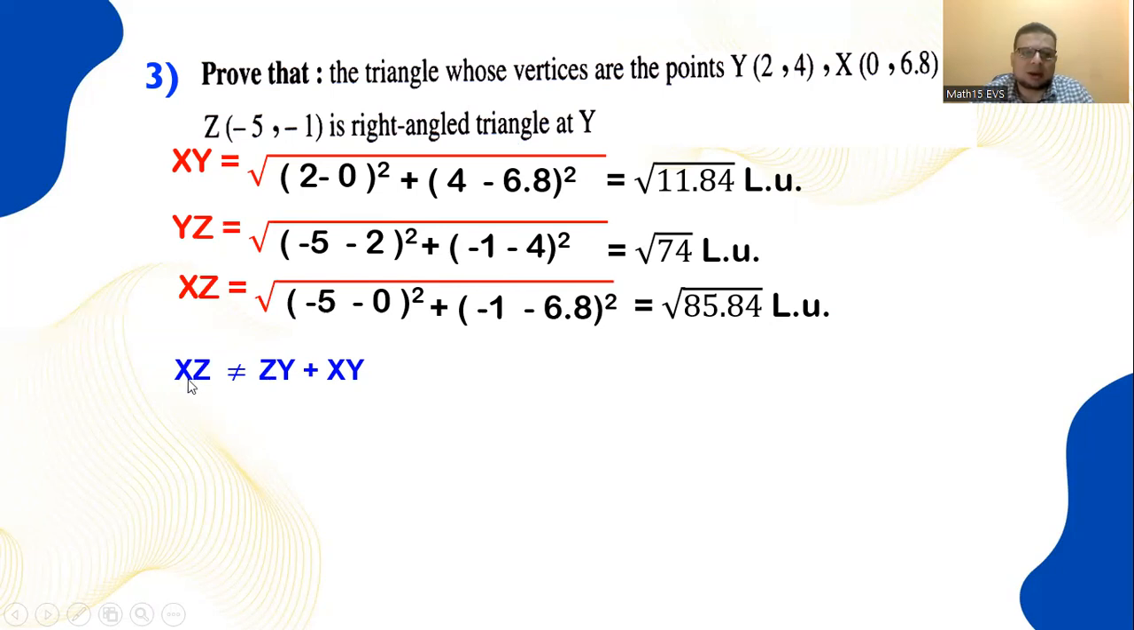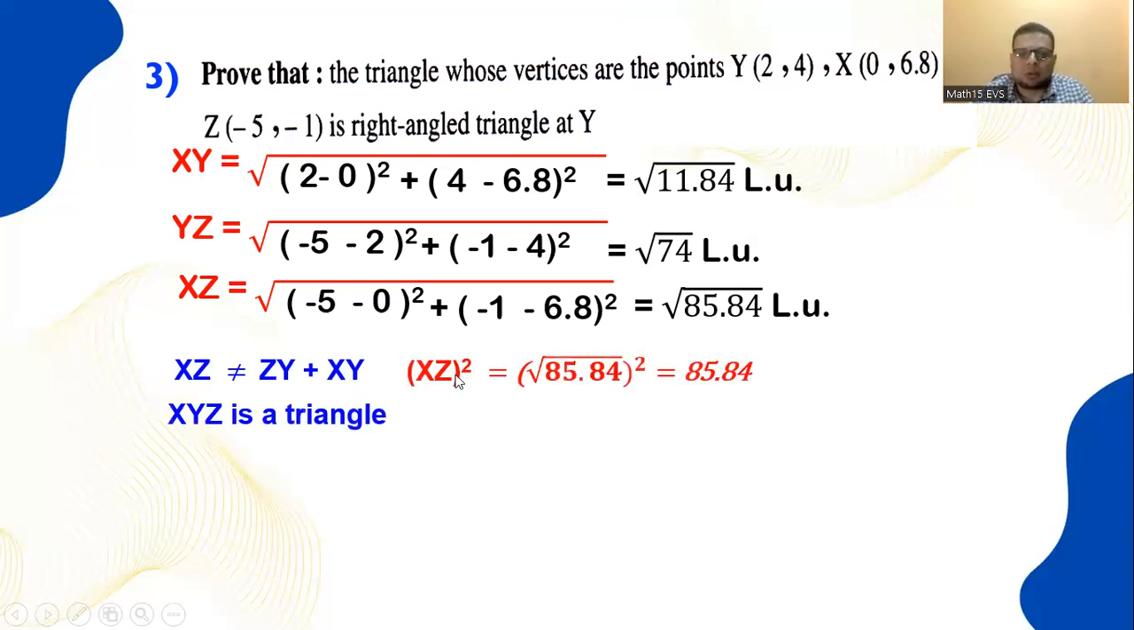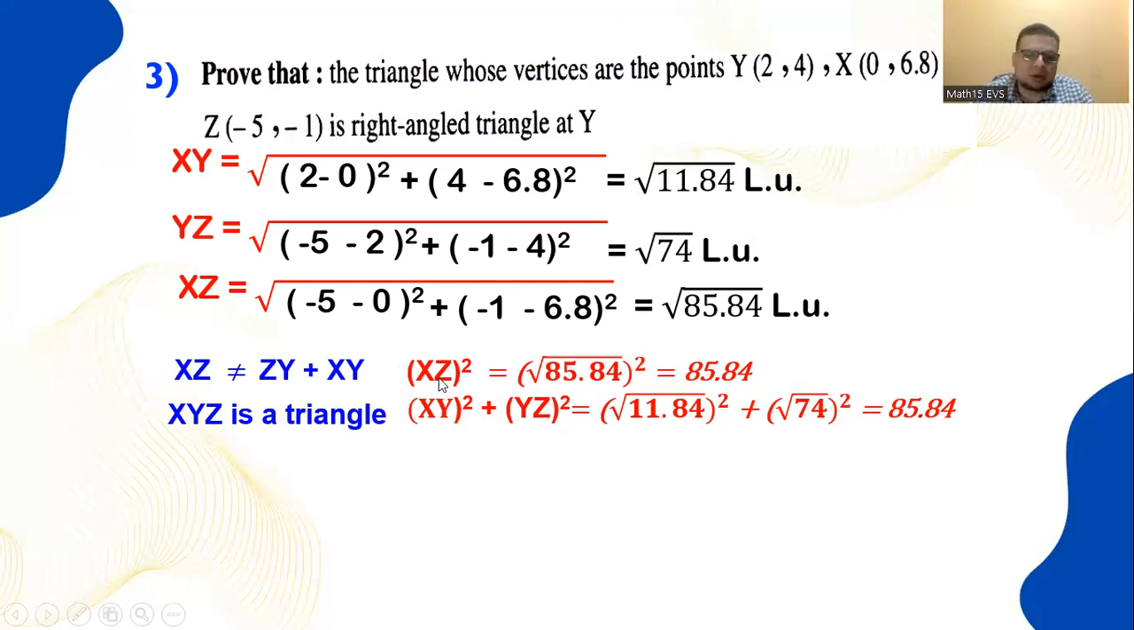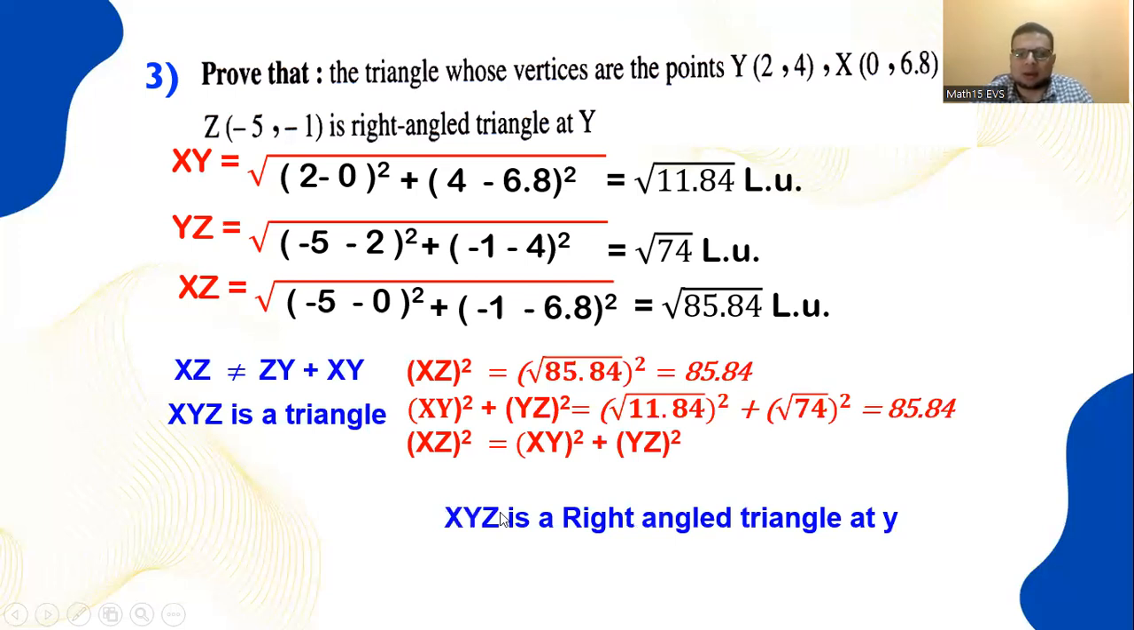Here XZ power 2 is the longest length, so it will be 85.84. And the sum of the squares of the others will be the same number, 85.84. So here XZ is the hypotenuse, and the angle opposite to it is angle Y. So it's right at Y. So you can say the triangle XYZ is a right-angled triangle at Y.